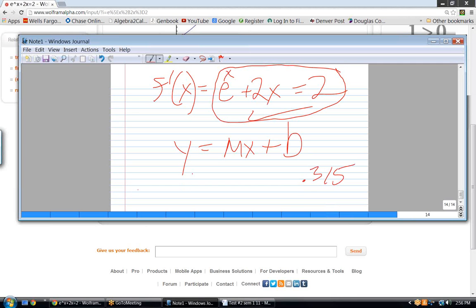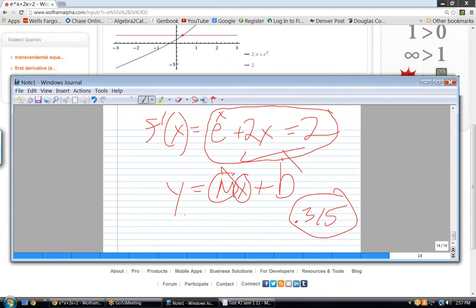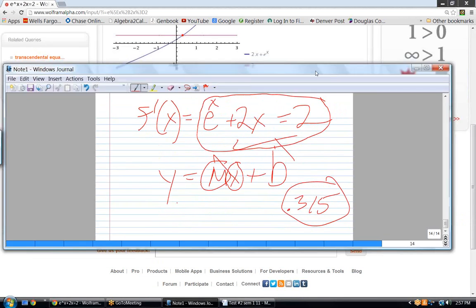So I have to solve for b. What is y equal to? I can fill in 2 for the slope, and I can fill in 0.315 for x, but in order to solve for b, I need a value for y. I can plug 0.315 into the original function to figure out what y is. There we go, and then that'll give us our equation.